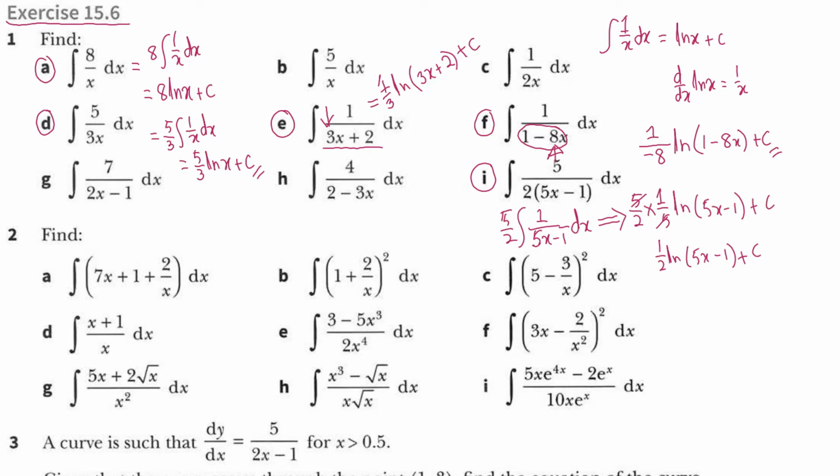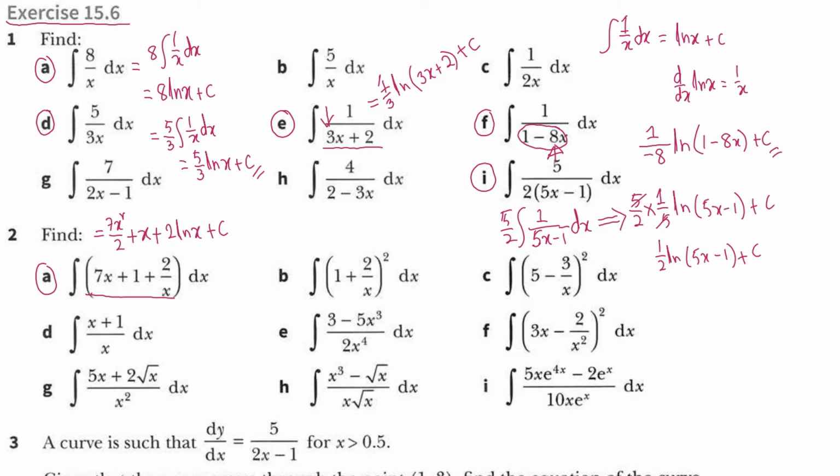Other questions are similar type. Let's see question number 2a. It is written here 7x plus 1 plus 2 by x. So three different things are there. If we integrate 7x, it gives us 7x squared by 2, the normal rule. Then integration of 1 is x, plus 2 ln x plus c. 2 is a constant and 1 by x converts to ln x.